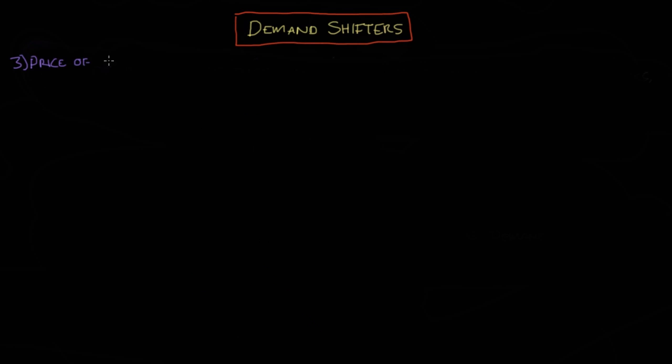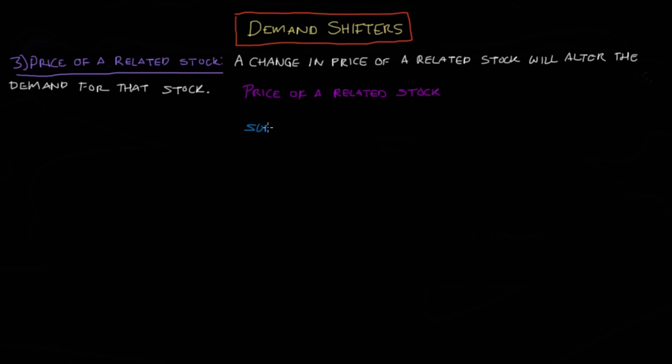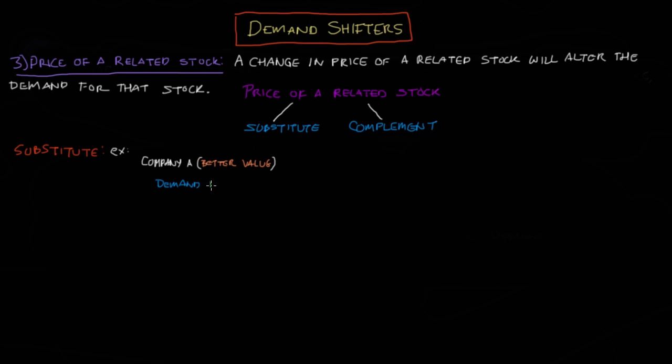The third determinant is the price of related goods or the price of related stocks. A change in the price of a related stock will alter the demand for that stock, depending on whether or not the stock is a substitute or a complement. So, what is substitution? Let's assume that you have very similar tech companies that offer shares to the public. If one company has a higher price or might be perceived as an overvalued asset, the lesser or undervalued company might seem like a more attractive investment.